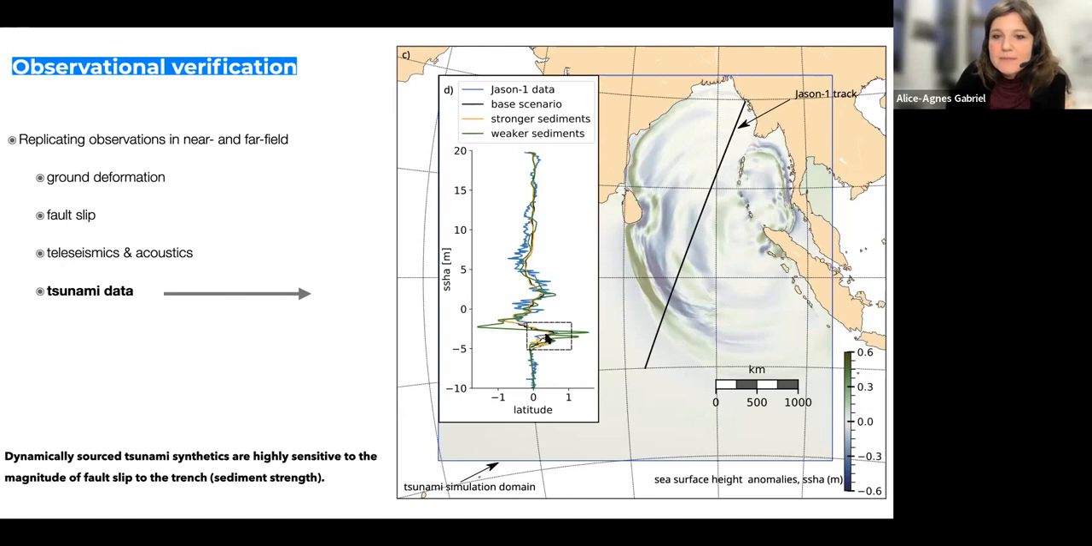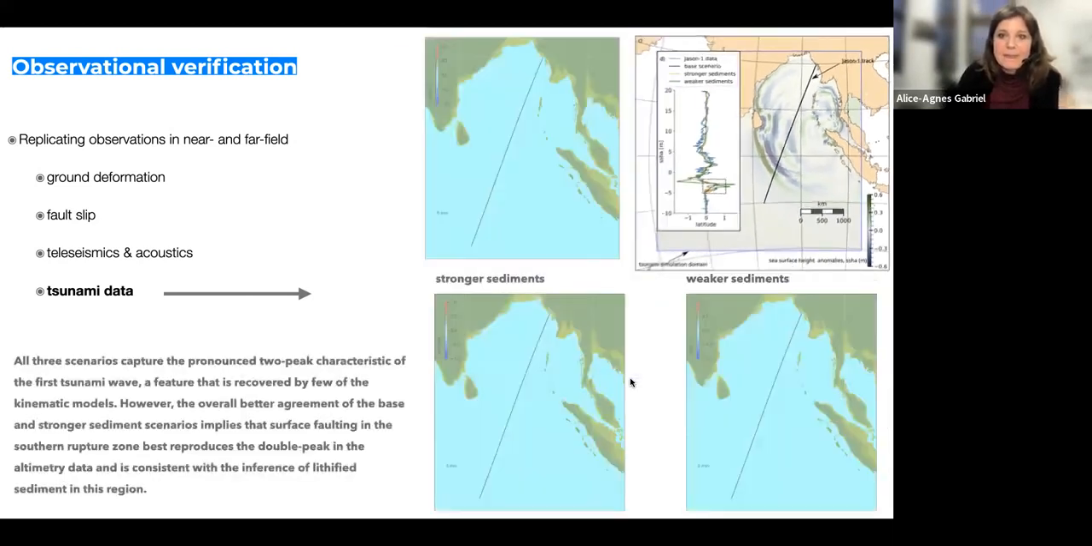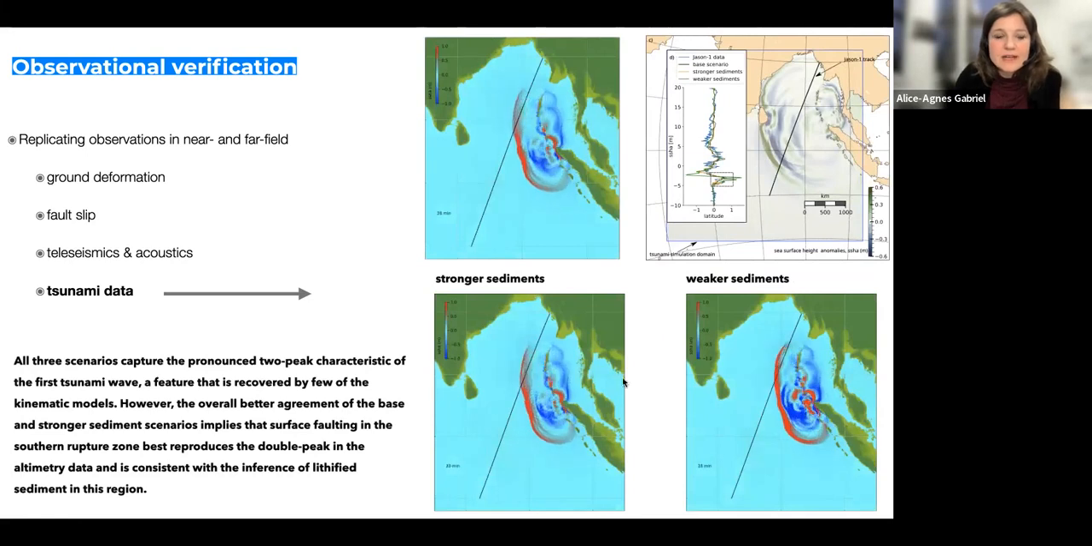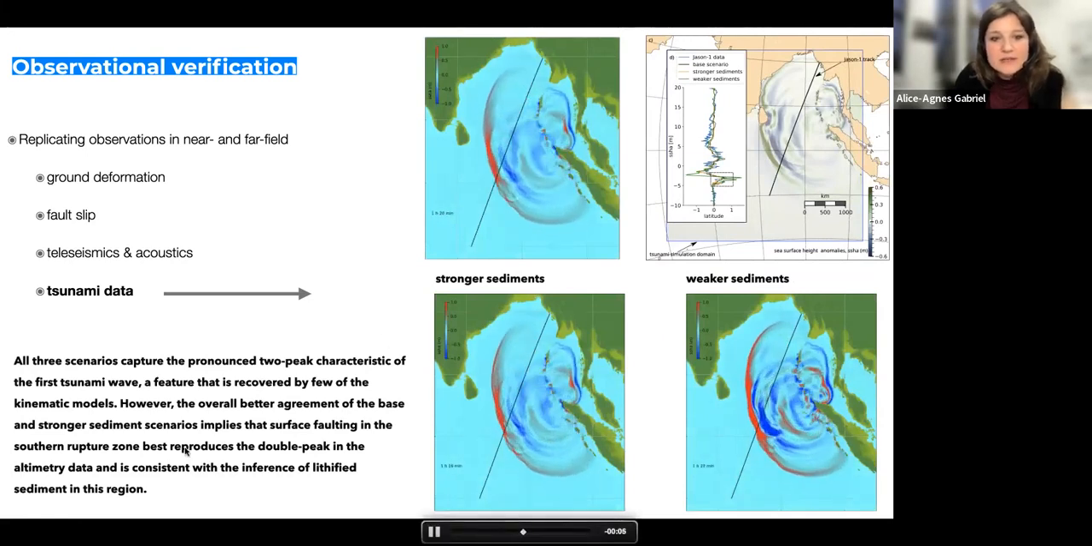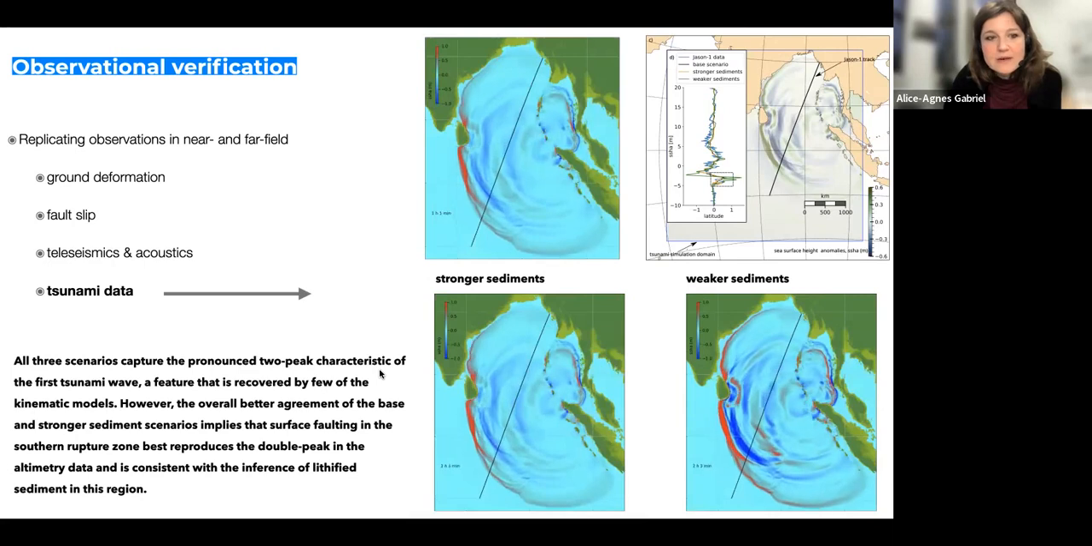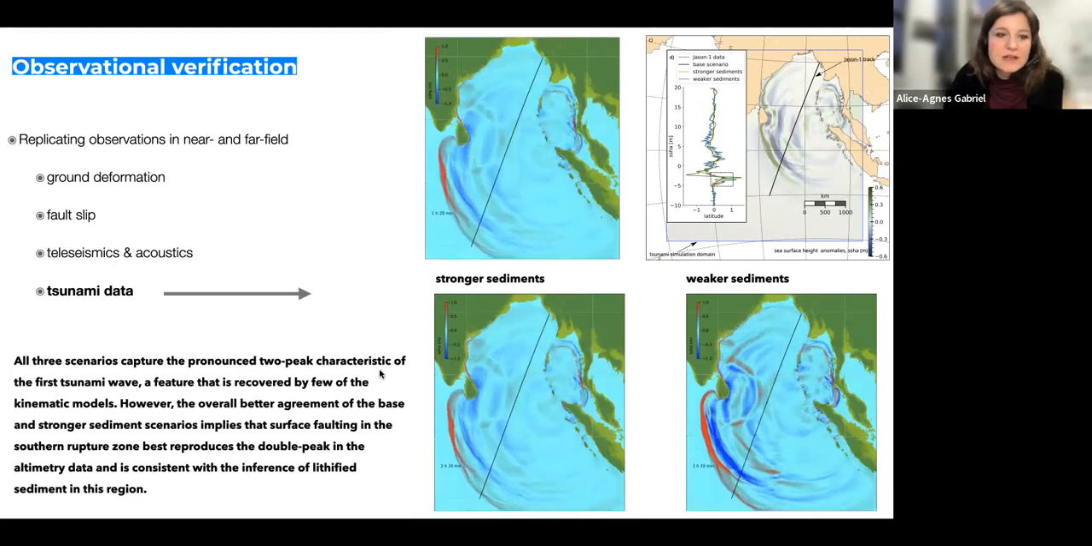For example, that's why there's a little zooming window here. There's an interesting double peak that's been analyzed before. That is more tricky to capture. And this is how these tsunami models look. So all three scenarios capture the pronounced two-peak characteristic of the first tsunami wave. That's actually something that is really a dynamic effect. However, overall, the base and the stronger scenario fit much better. And this reference model is really more consistent with the inference of lithified sediments in this region.